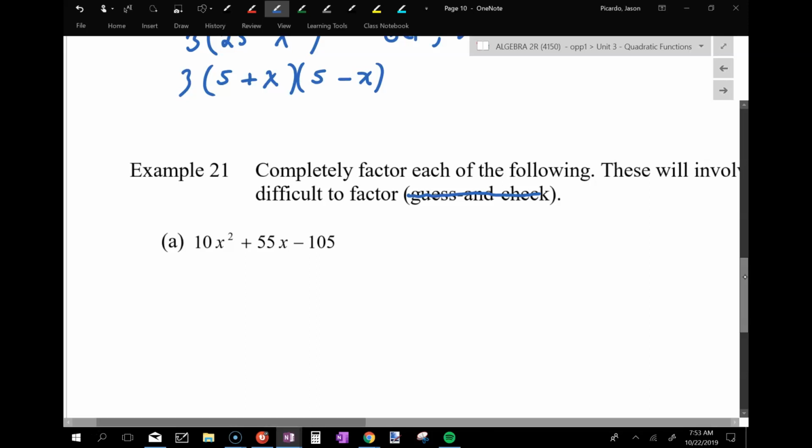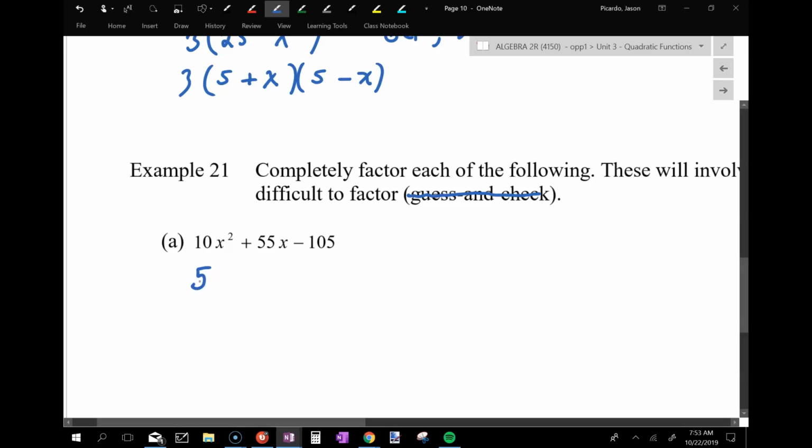In 21A, can 10 be our GCF? No, 10 does not go into 55 evenly. So what's the biggest number that multiplies into 10 evenly? 5. Does 5 go into 55? Does 5 go into 105? Okay, so we know that we're going to have a 5.